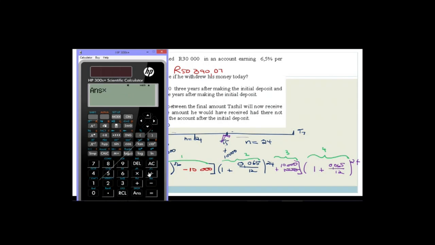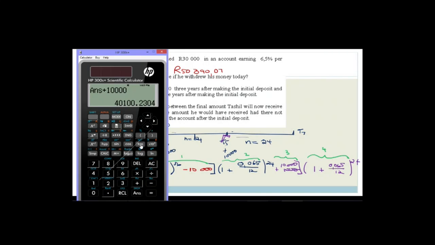Now we're going to multiply that by 1 plus a fraction 0.065 all over 12, bracket to the power of 24 equals. Oh darn it, it didn't work. What was that though? It was 40,100. Let me just go up. Okay, 40,100.23. So let's just try that.